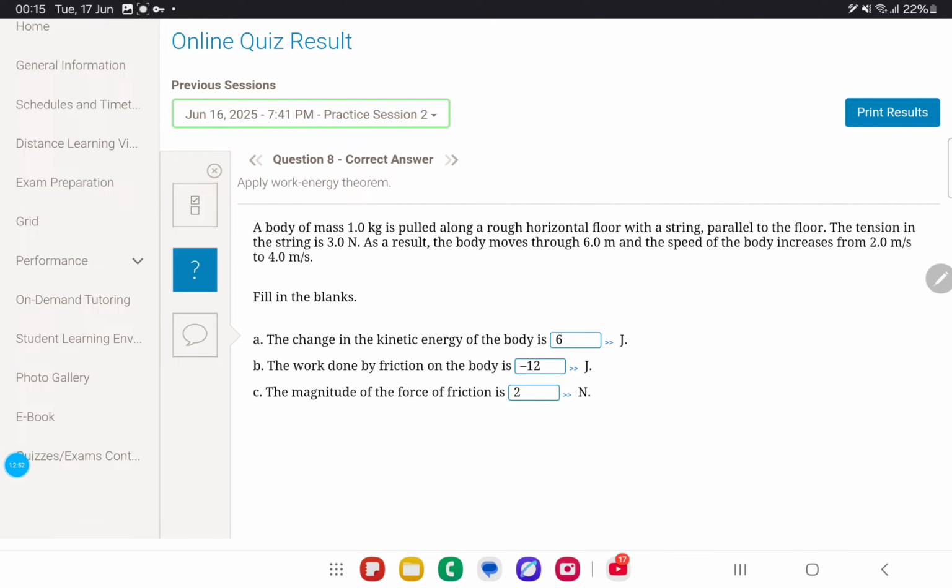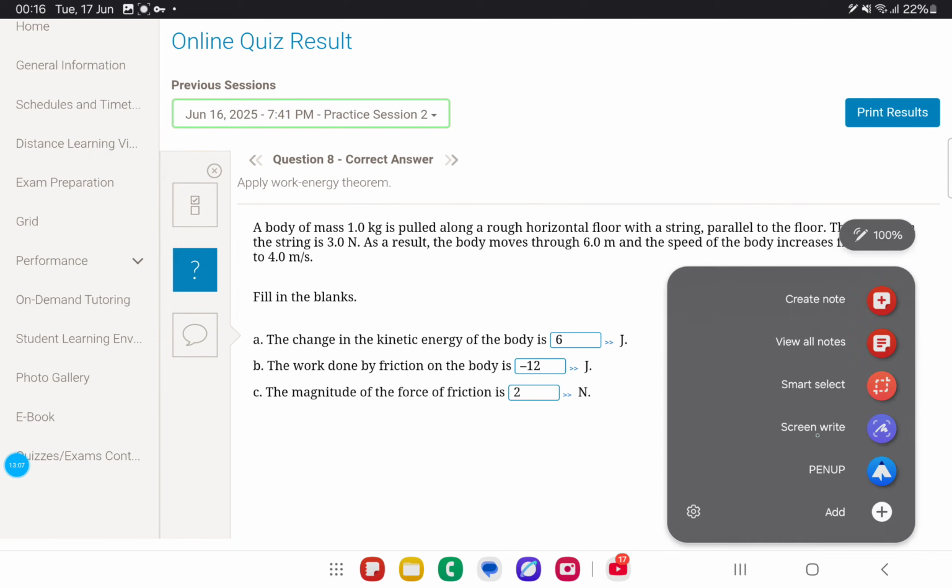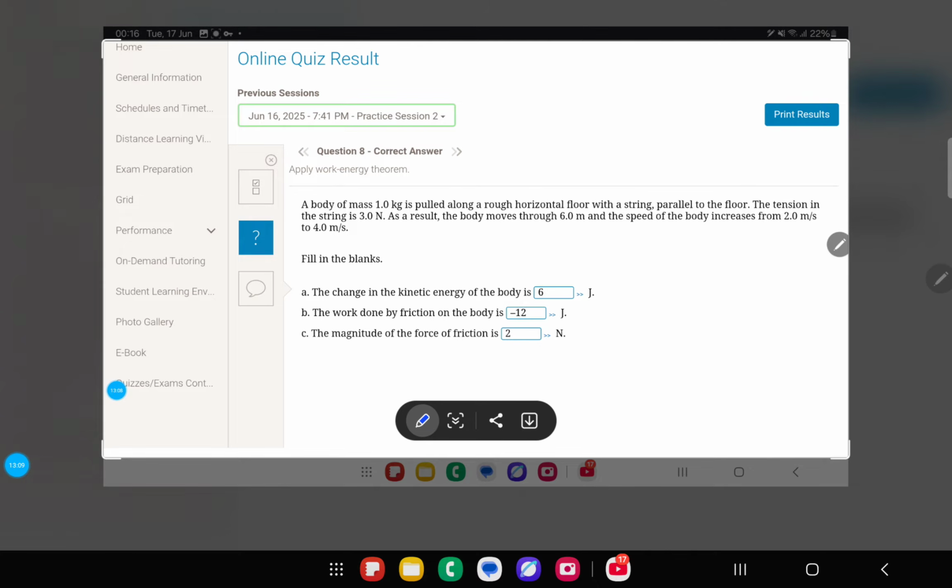Okay, so they give you mass, they give you force, they said a long reference string parallel to the floor. As a result, the body moves through 6 meters and the speed of the body increases from 2 meters per second to 4 meters per second. Okay, so they gave us everything required to use the work energy theorem, which is work equals delta kinetic energy.